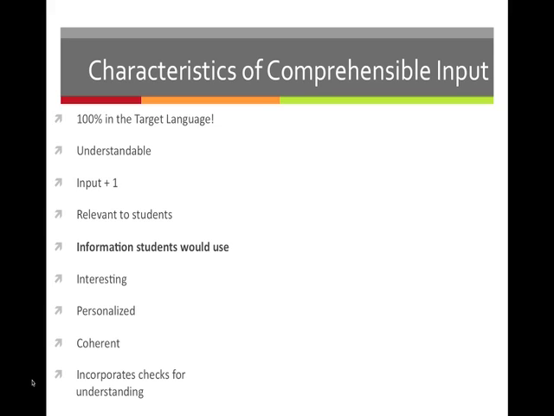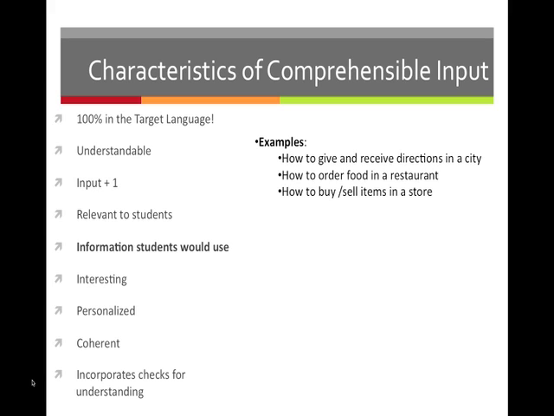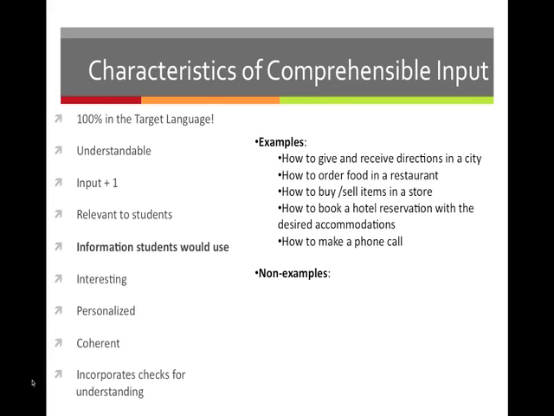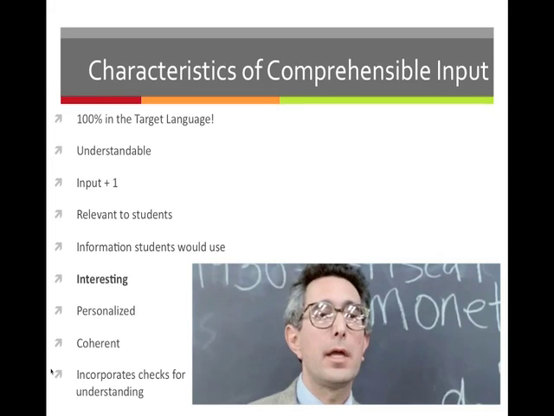Keeping comprehensible input relevant to students leads into the next characteristic, which is to provide students with information that they would be able to use in the real world. Here are some examples of information they could use in the real world. And here are some non-examples. Hopefully with those examples and non-examples you can get the point there.